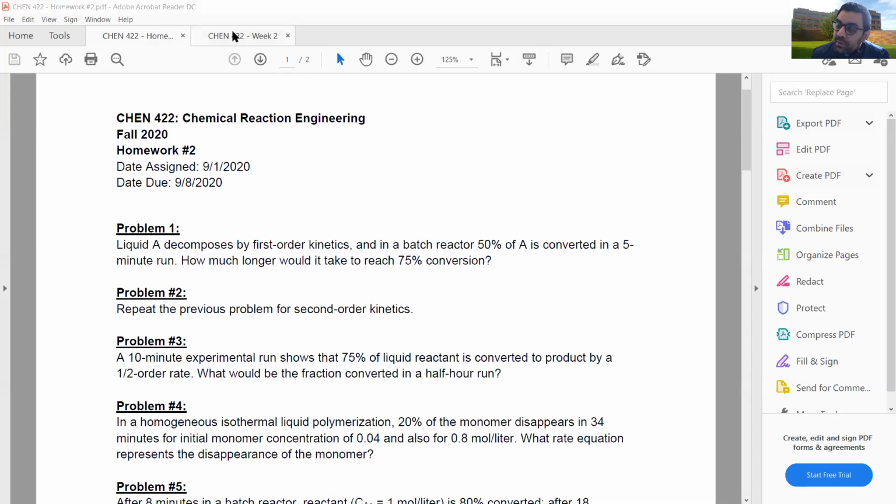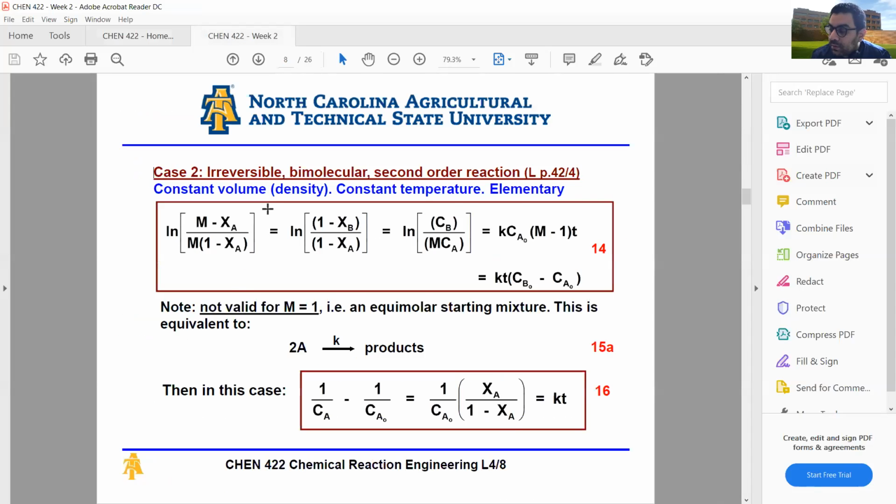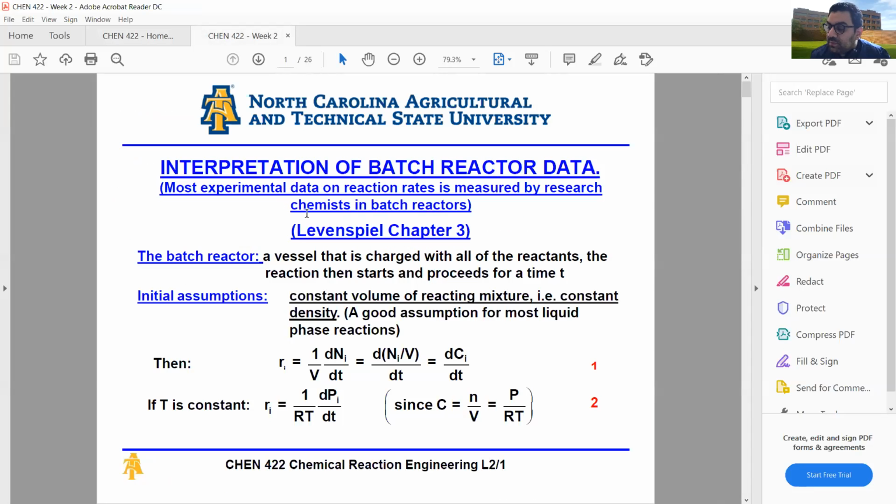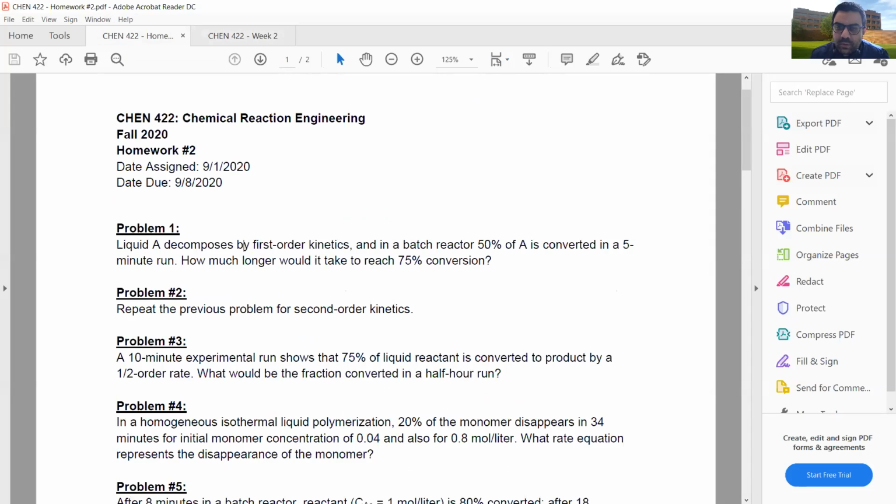So if you remember, this week we talked about interpretation of batch reactor data, and you basically have 6 cases. The approach to solving this problem is you need to identify the case, find the performance equation, plug in your numbers, do some algebra, rearrange the equation, find your answer. This is really the approach for almost all the problems, except one, I think, where you have to plot a few things. Okay, so let's start by doing problem number 1.